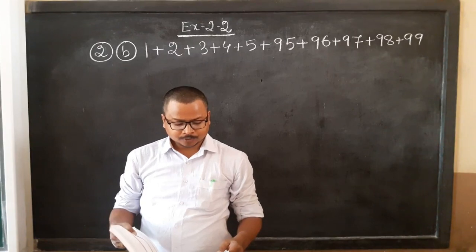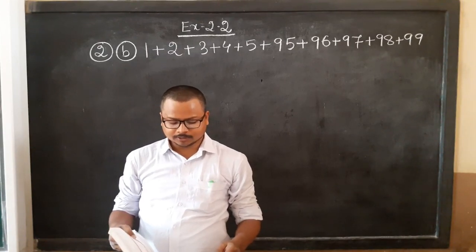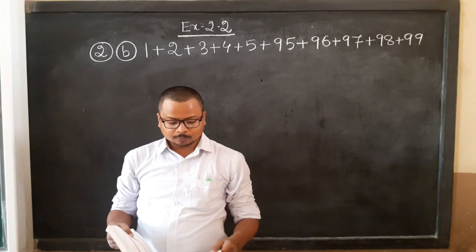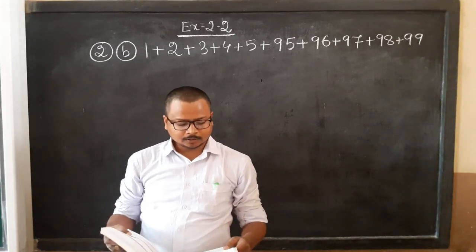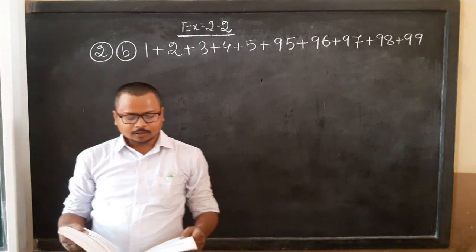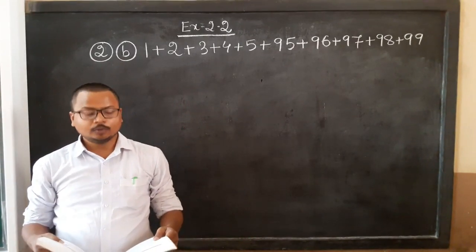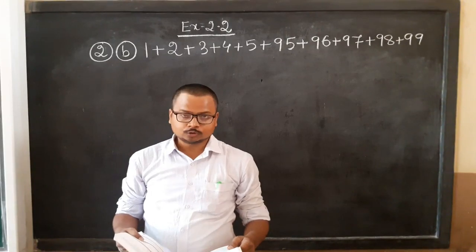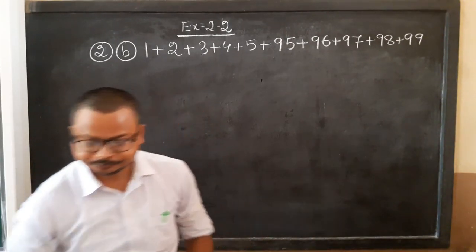Question number 1. Fill in the blanks with suitable numbers. You can do it on your own. Now let us come to question number 2. Add the following by suitable rearrangements. You have to arrange these digits and then you have to solve. So let us see.